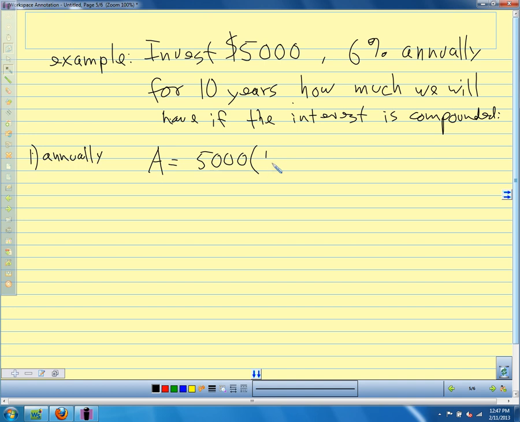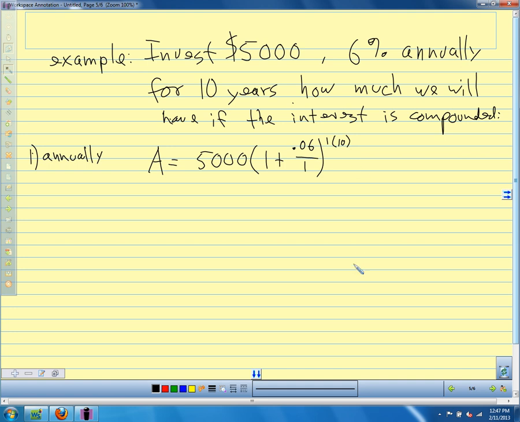And we have 1 plus. What's our annual interest rate here? 6, and we want to write that as a decimal, 0.06. And n is how many times we're compounding per year. So if we're compounding annually, how many times do we compound per year? 1. And we're investing for 10 years. So I have 1 times 10.